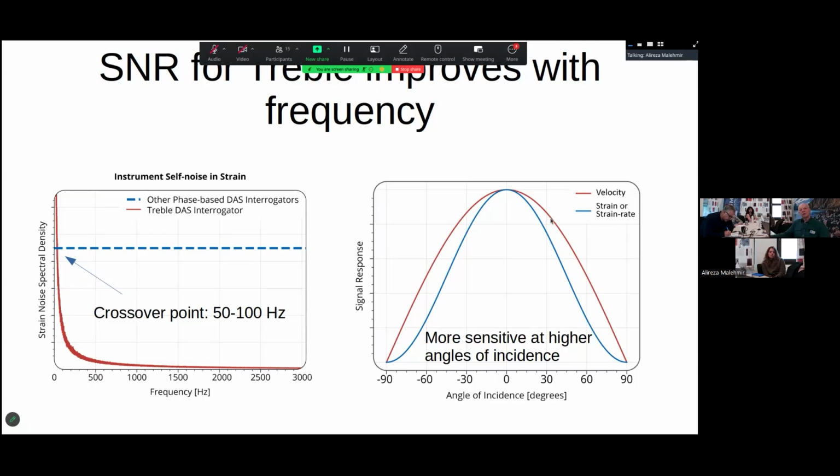The Terra 15 is also a little bit better at picking up signals which are not traveling vertically, but off vertical. The sensitivity is better at these higher angles than the phase-based interrogators.